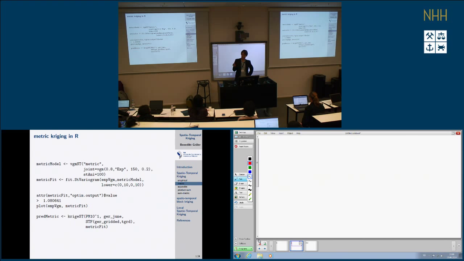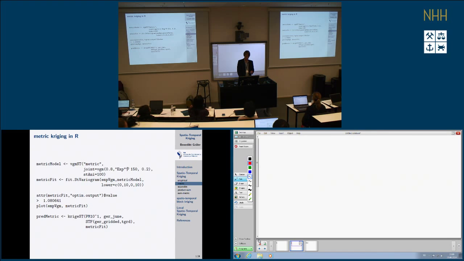So you get an additional degree of freedom that gives you a huge number of possible combinations of models. One thing you have to choose is how you combine space and time: metric, separable, product sum, and so on. And the second question is what kind of models you put into this combination technique. So the spatial-temporal models are just how to combine space and time, and then you again have to provide a variogram model that explains how this combination is carried out.